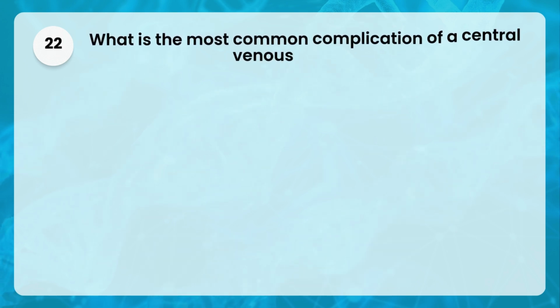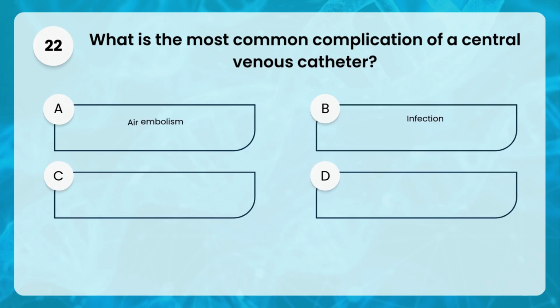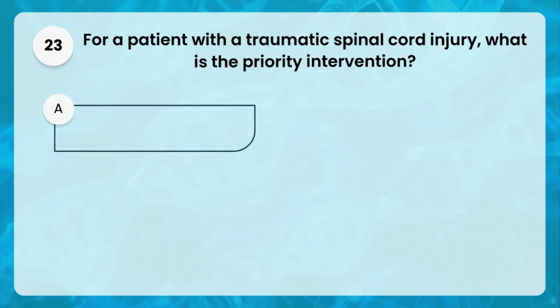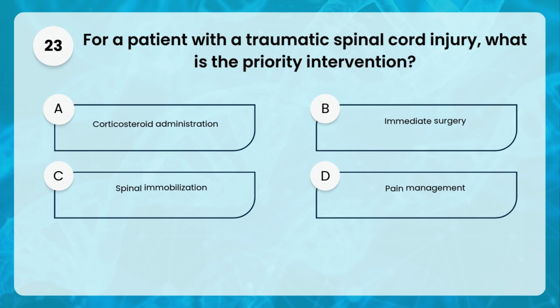22. What is the most common complication of central venous catheter? A. Air embolism, B. Infection, C. Thrombosis, or D. Pneumothorax. The answer is B. Infection.